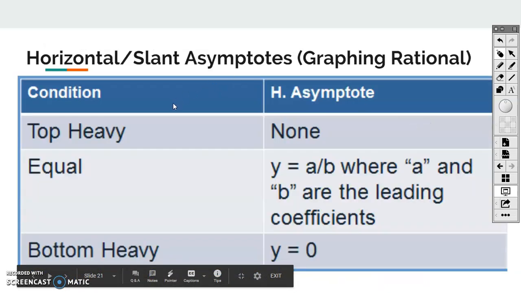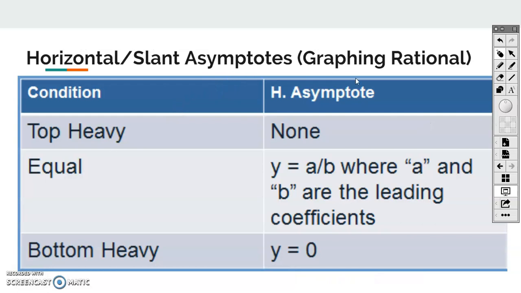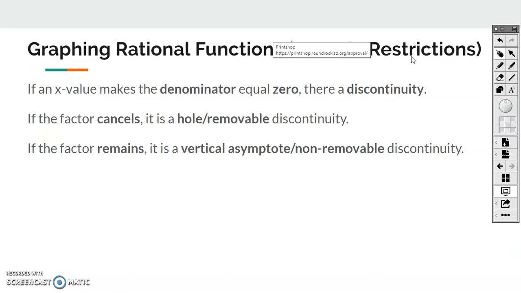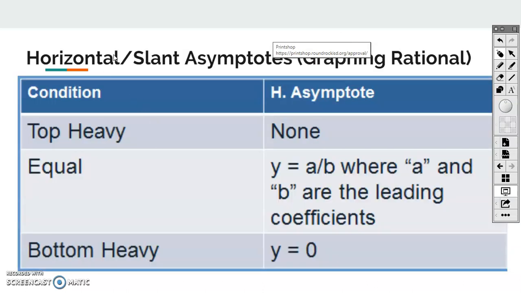A big focus on the AP exam is the characteristics of rational functions. So knowing when there's going to be asymptotes, knowing where the intercepts are going to be, knowing where there's going to be discontinuities. So make sure you know the rules for horizontal and slant asymptotes. The pre-cal teachers teach them a variety of ways. Just make sure you've learned them either with one of the acronyms or just by memorizing the rules.